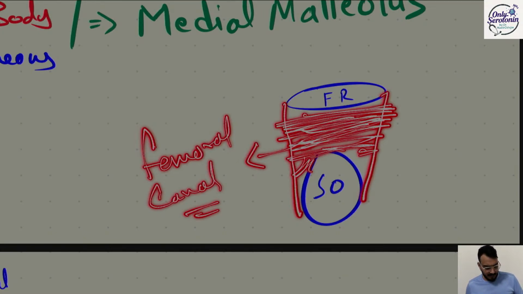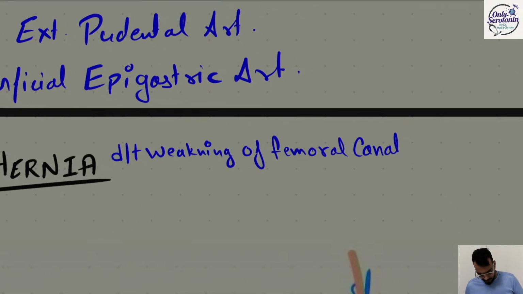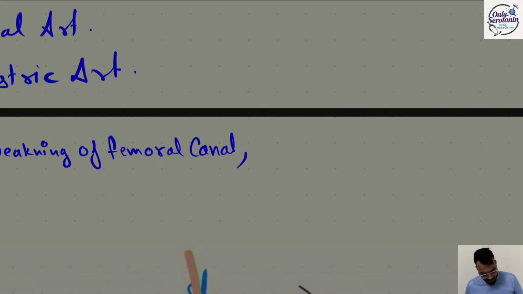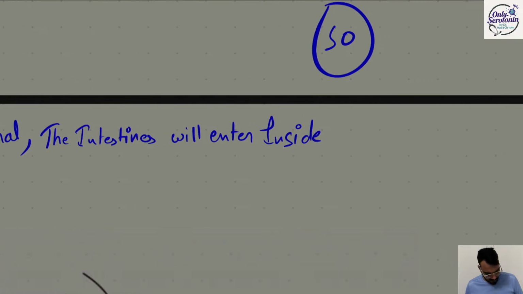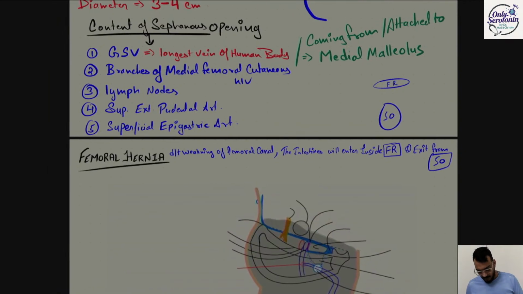And if we are having any kind of weakening inside the femoral canal, the patient can have a femoral hernia. It is due to the weakening of the femoral canal. Because of that, the intestines will enter inside where, guys? Inside the femoral ring, and exit from the saphenous opening, right? And they will give one swelling. This swelling will be known as femoral hernia.